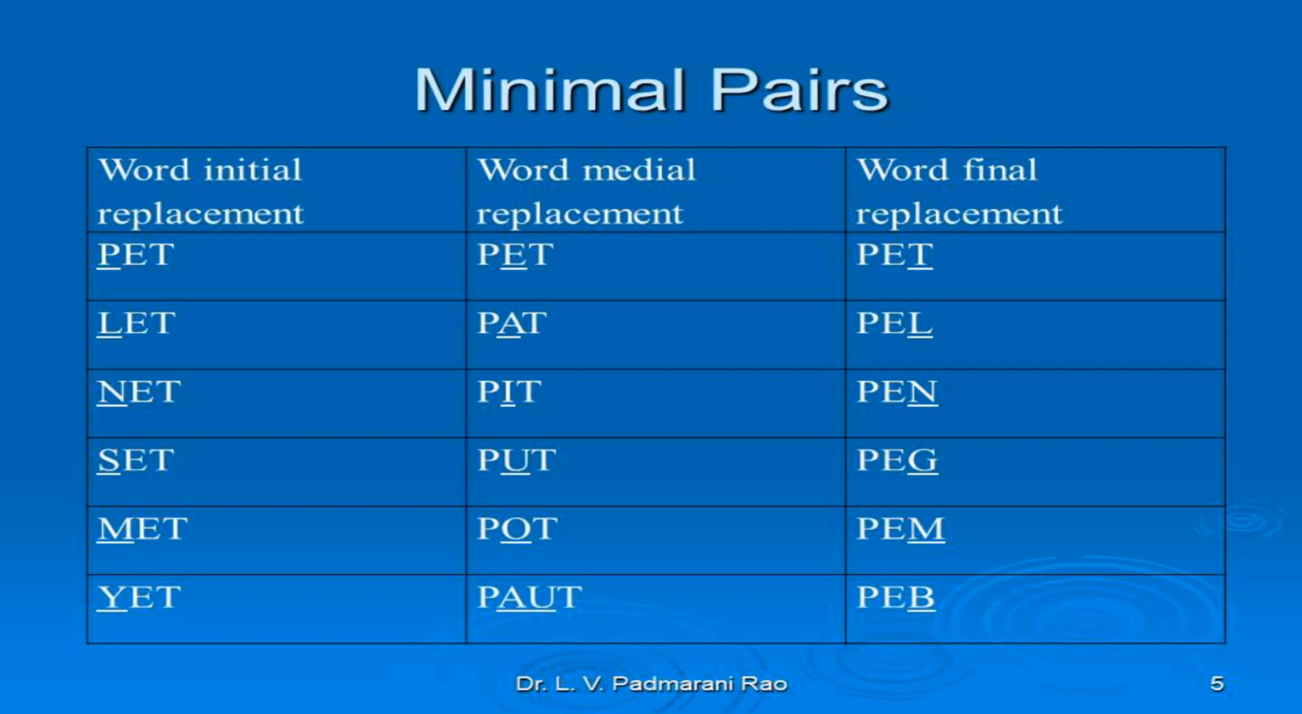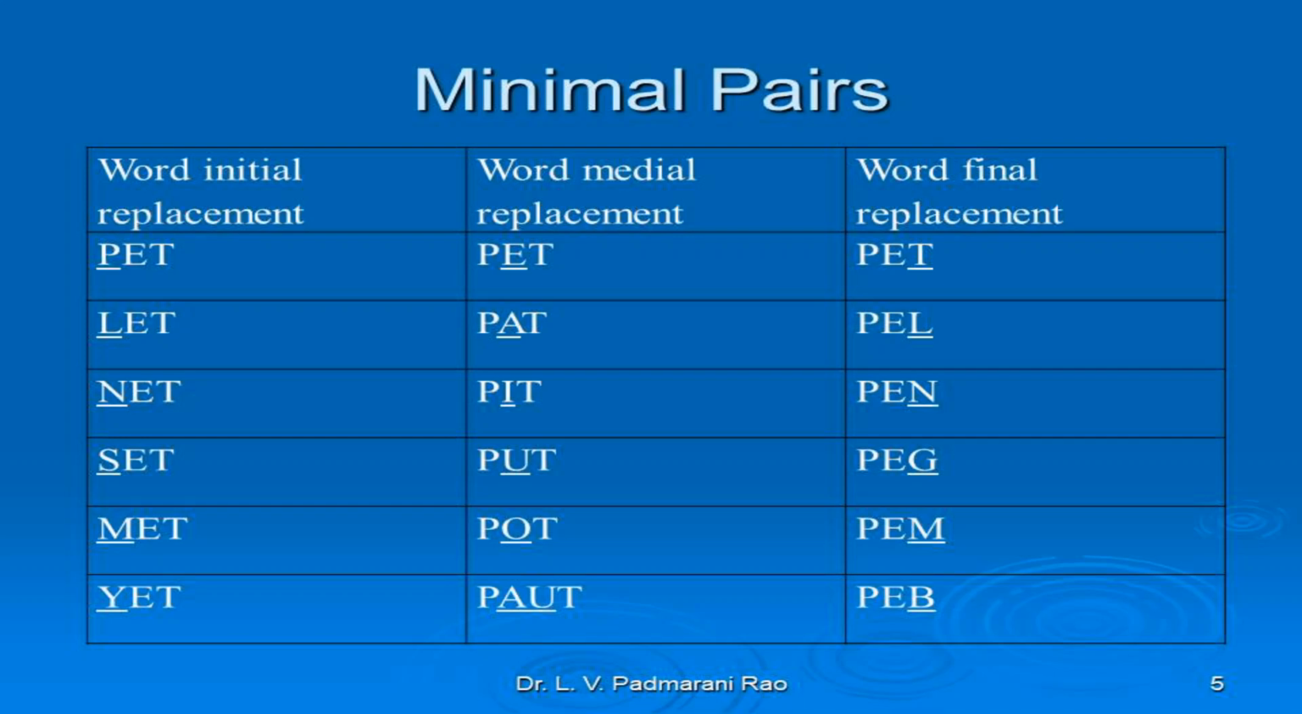If it is replaced with oo, it becomes put. If it is replaced with o, it becomes pot. And if it is replaced with the diphthong ow, it becomes pout, a different word with a different meaning. So word medially also we can frame the minimal pairs and understand that the replacement of one sound with the other relates to a different word with a different meaning.